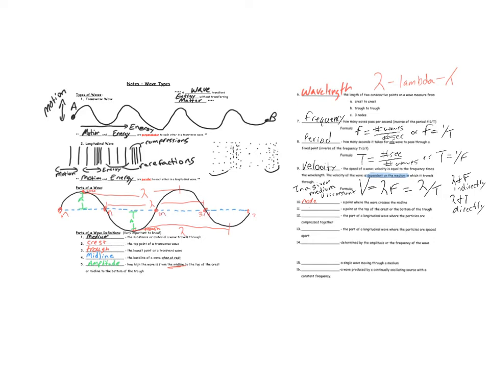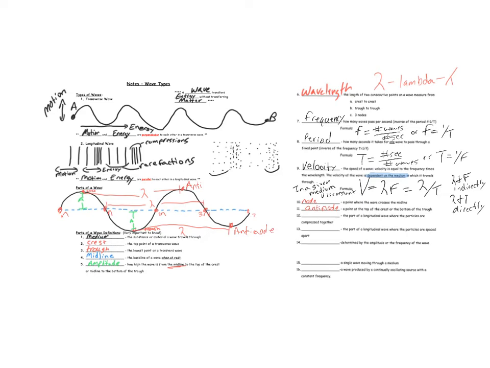And an antinode is a point at the top or the bottom of the trough. So at the top or bottom of a trough. So like an antinode would be here or here. So basically an antinode is the crest or the trough. It doesn't really matter which one.